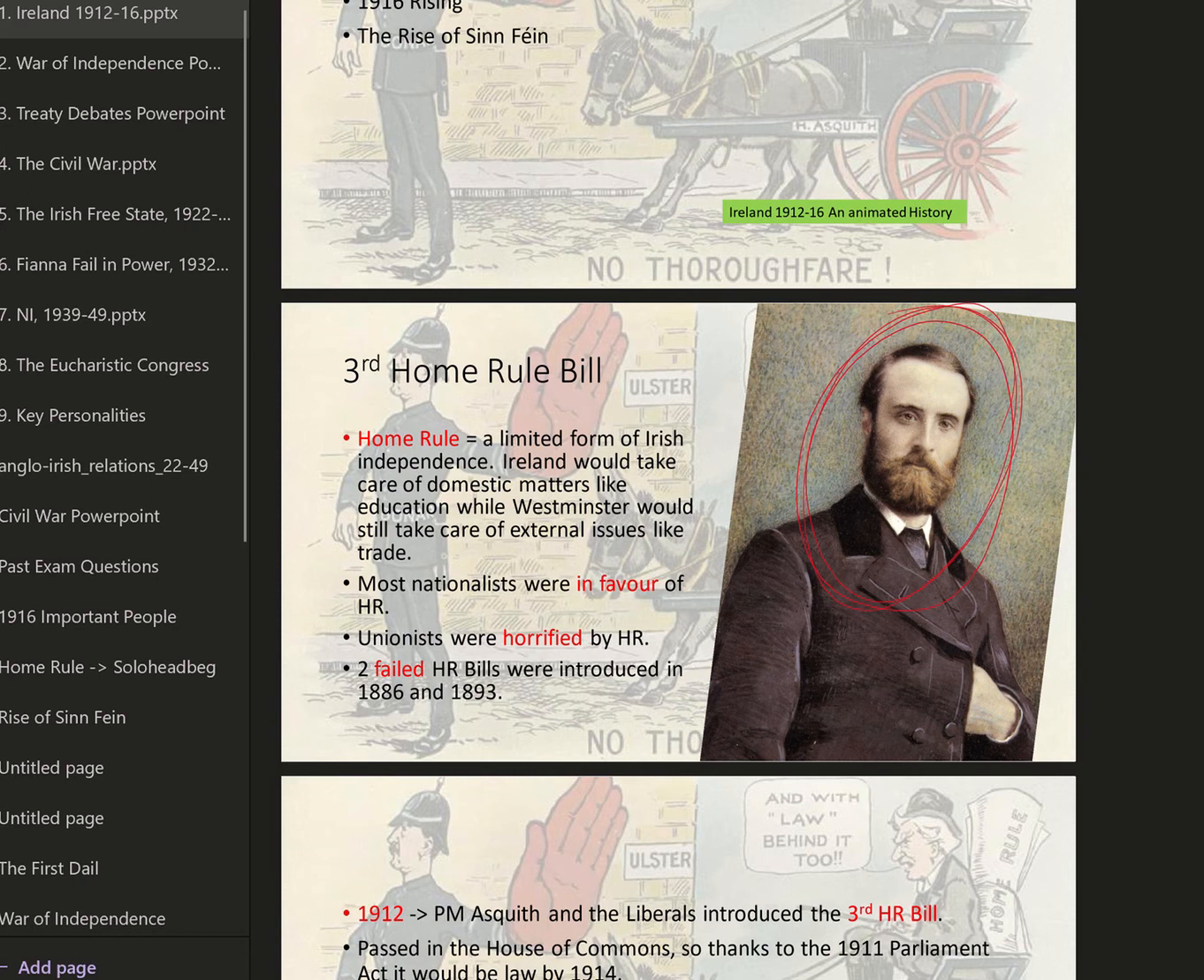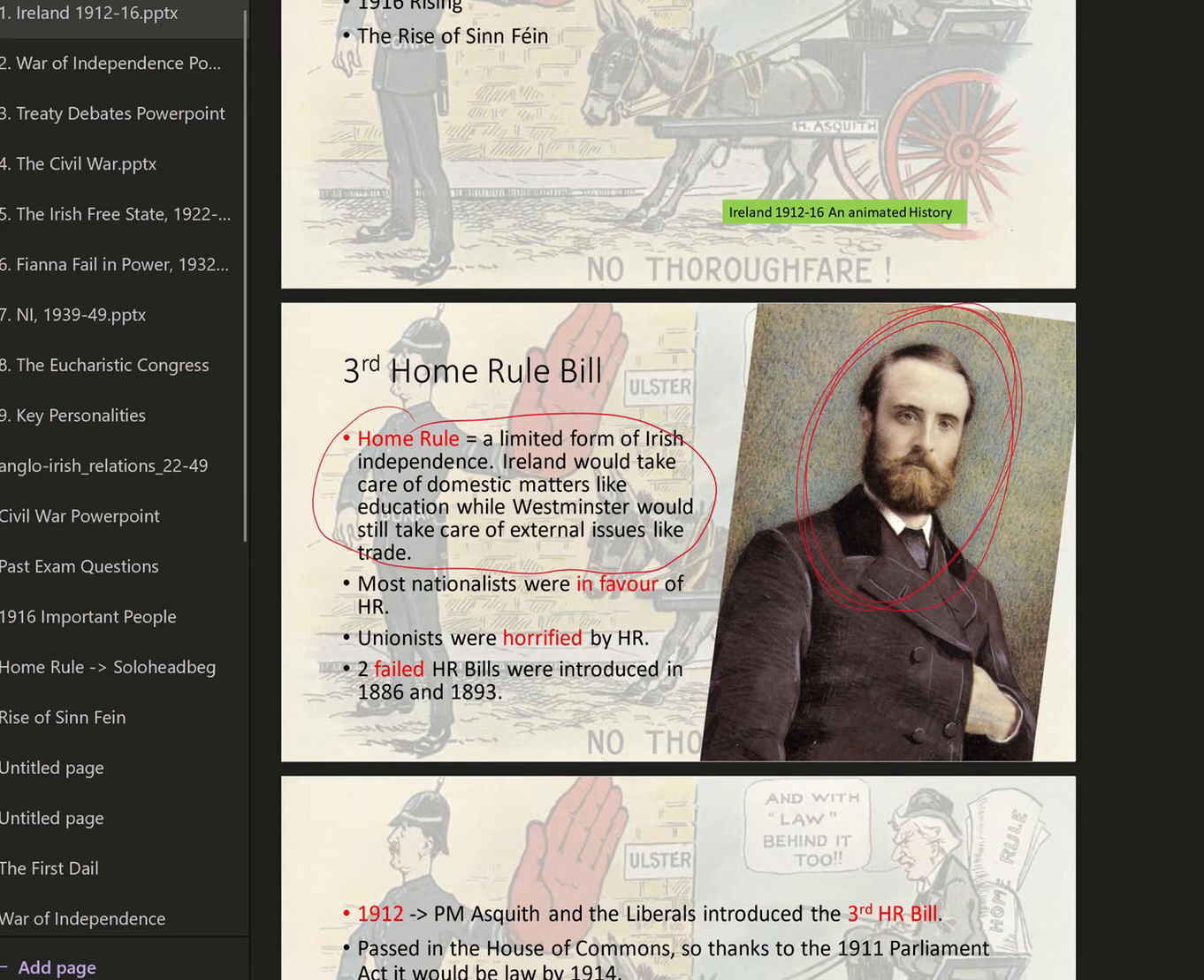But what Home Rule means, guys, it is useful to know the definition of it. It's a limited form of Irish independence. It's not full independence by any stretch of the imagination. Ireland would be in charge of domestic affairs, so running of schools, running of hospitals, etc. But Westminster, London would still control the external issues, so taxation, foreign affairs, etc. It's a little bit like what Scotland has today. Scotland's still a part of Britain today, but they have a small bit of devolution power, essentially like Home Rule.